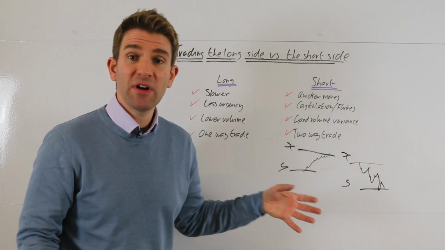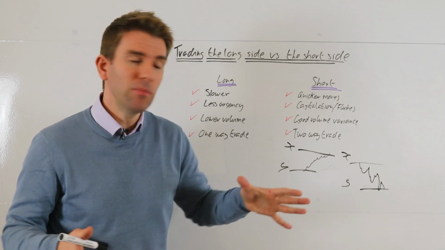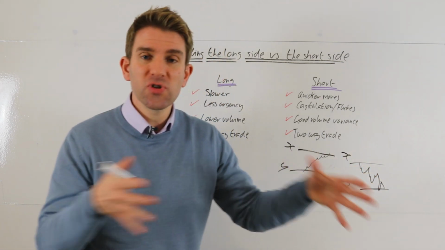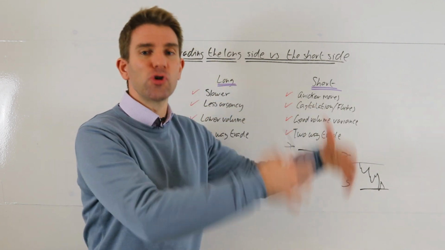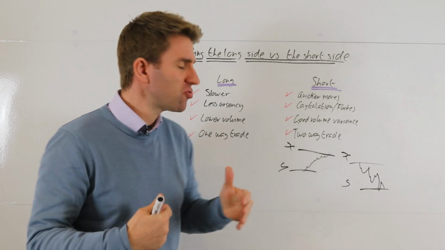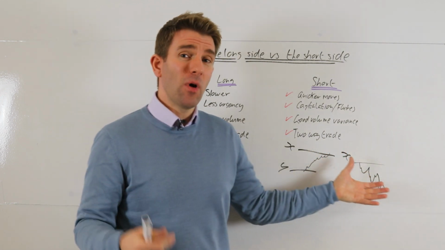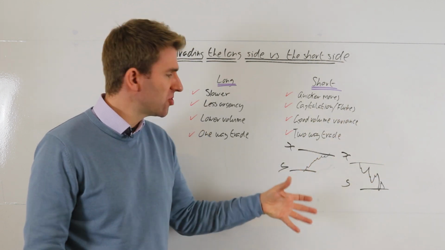On the short side, you've got two-way trade. There are opportunities to buy flushes for a decent counter-trend pullback, as long as you're quick and nimble. There's opportunity on both sides of the coin very often when you're trading a short side pressured environment, much more two-way trade. There are more opportunities, which is why traders often prefer this type of environment, because it generally creates more opportunity.